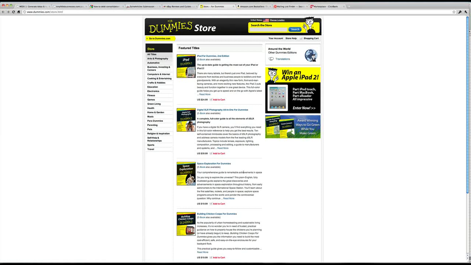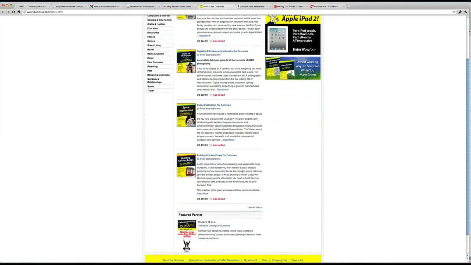So here's an example: building chicken coops for dummies. Well, what we'd have to do is say, obviously, is that in the big three? No. Does that mean you can't make money there? No, but we recommend you stick with the big three. But what we can do is list this as an example.